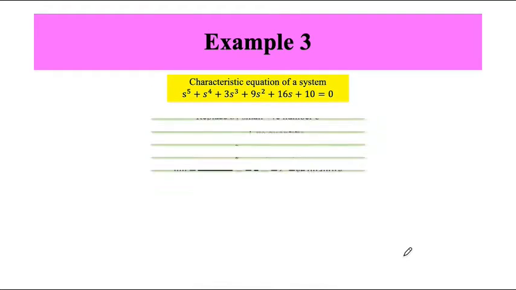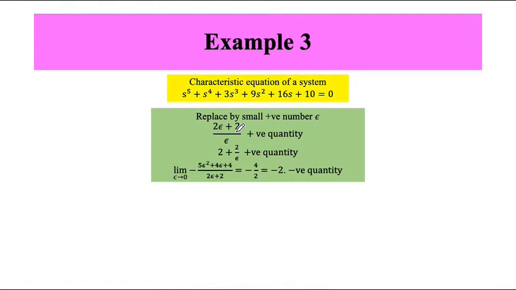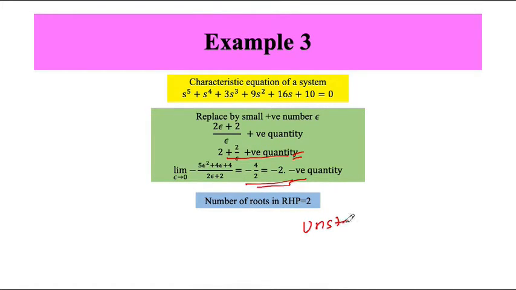I will just do the calculations here again. I'm replacing them and writing all the calculations we did earlier, showing how it's negative and how it's positive. So there are 2 sign changes here. The number of roots in the right half plane is 2, and so the system is unstable. My system here is an unstable system.